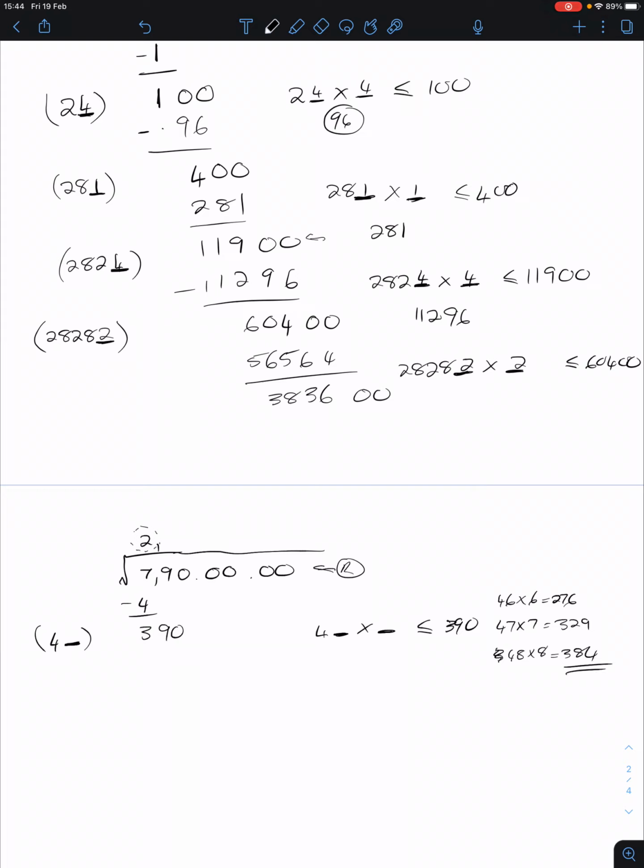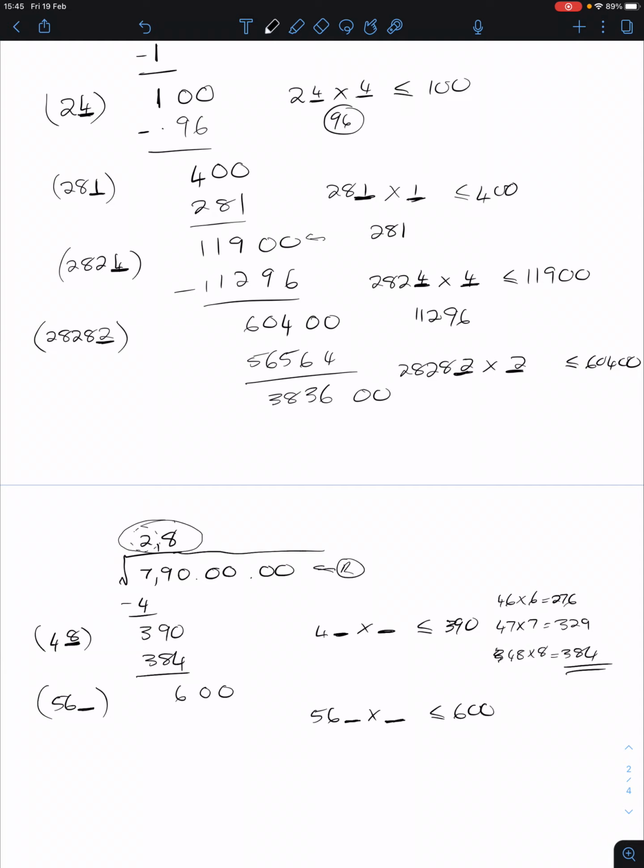So 2.8 times that 48 will give 384. So if you subtract that, you are left with 6. Then you bring down the next digits. And again, then you double this one, that will be 56, and you add one digit. So you want 5, 6-something times that one digit less than or equal to 600.